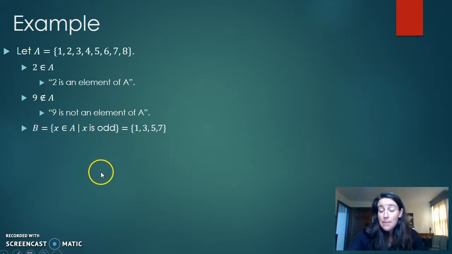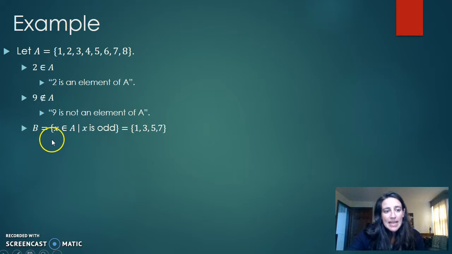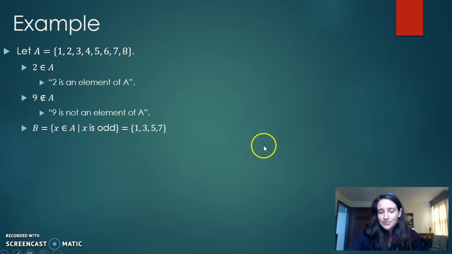And we could build a set B using our set builder notation. We could say take the elements x in set A such that x is odd. So we would look at all of the elements of A and just choose the elements that are odd. Those include the numbers 1, 3, 5, and 7.